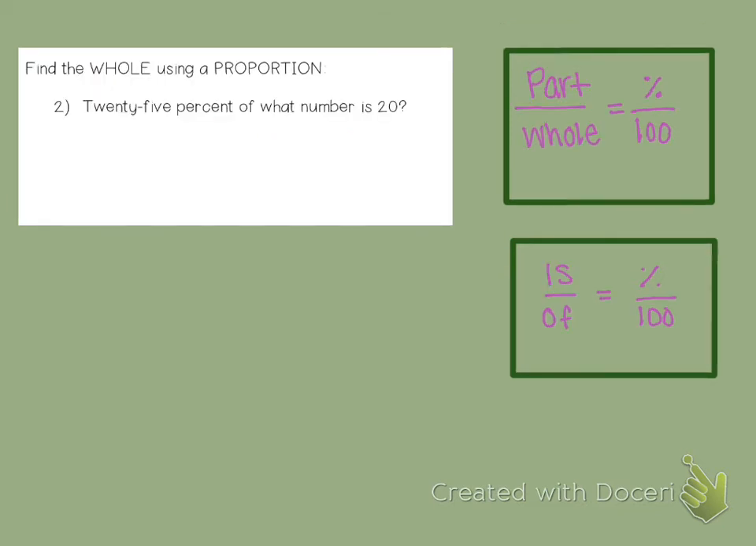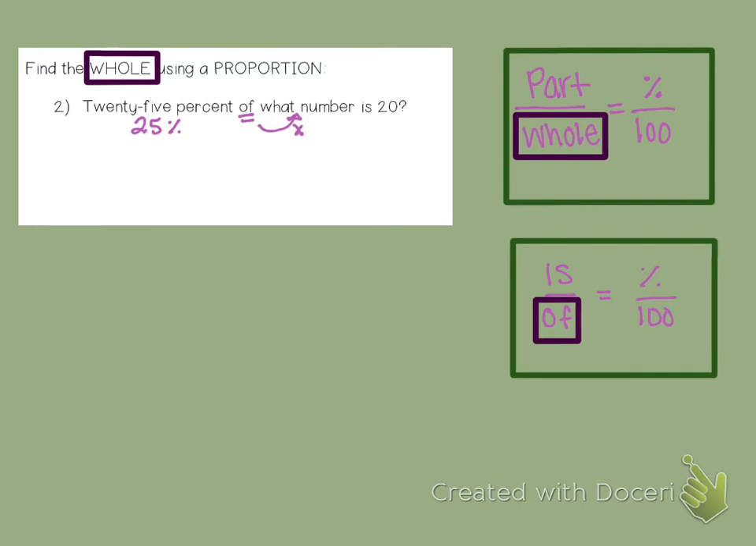Okay, so on this problem, it asks you to find the whole, which is the bottom of the first ratio and represented by the word of. Okay, so it says 25%. So I'm going to write 25% of what number? So this is telling you that of is your x, is 20. Okay, so this is of, which is your whole number, and is, which is your part.